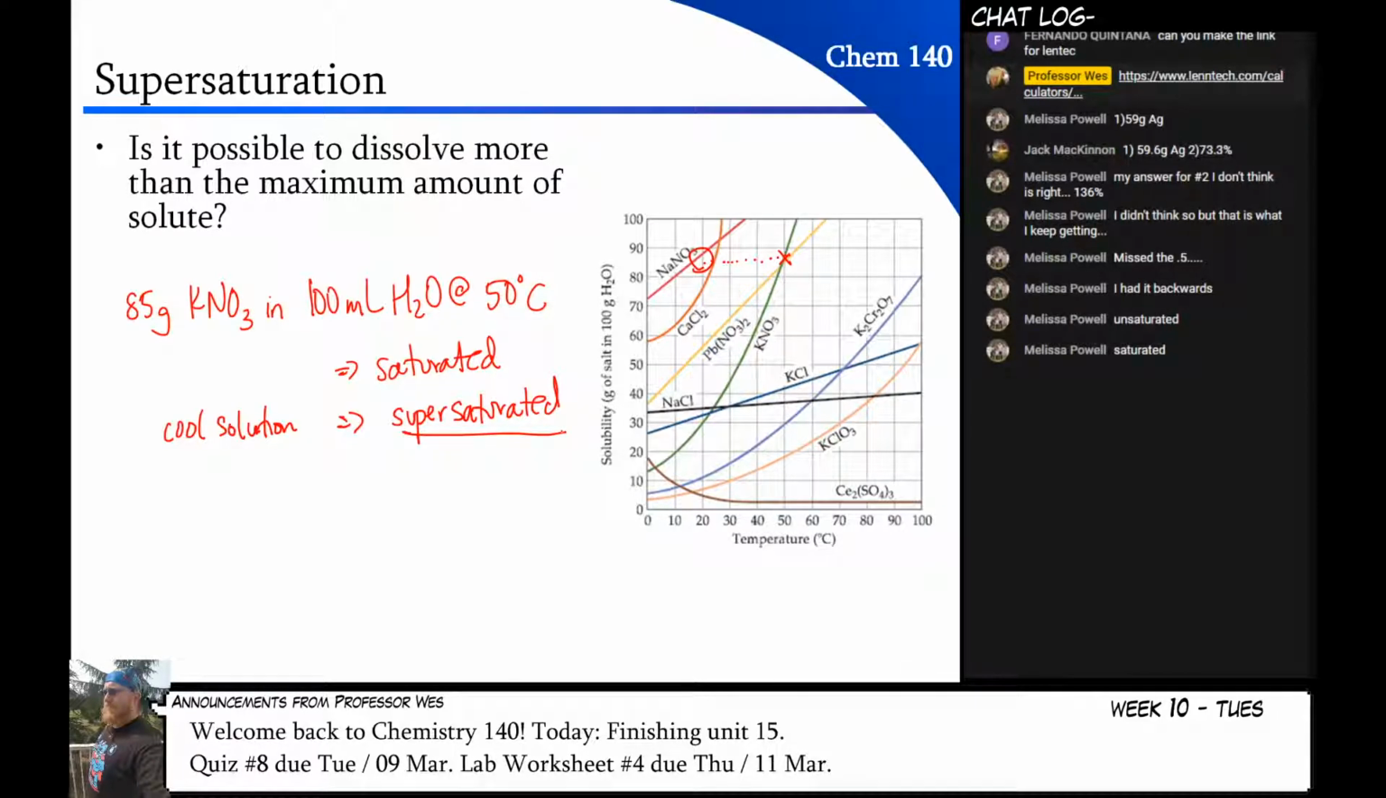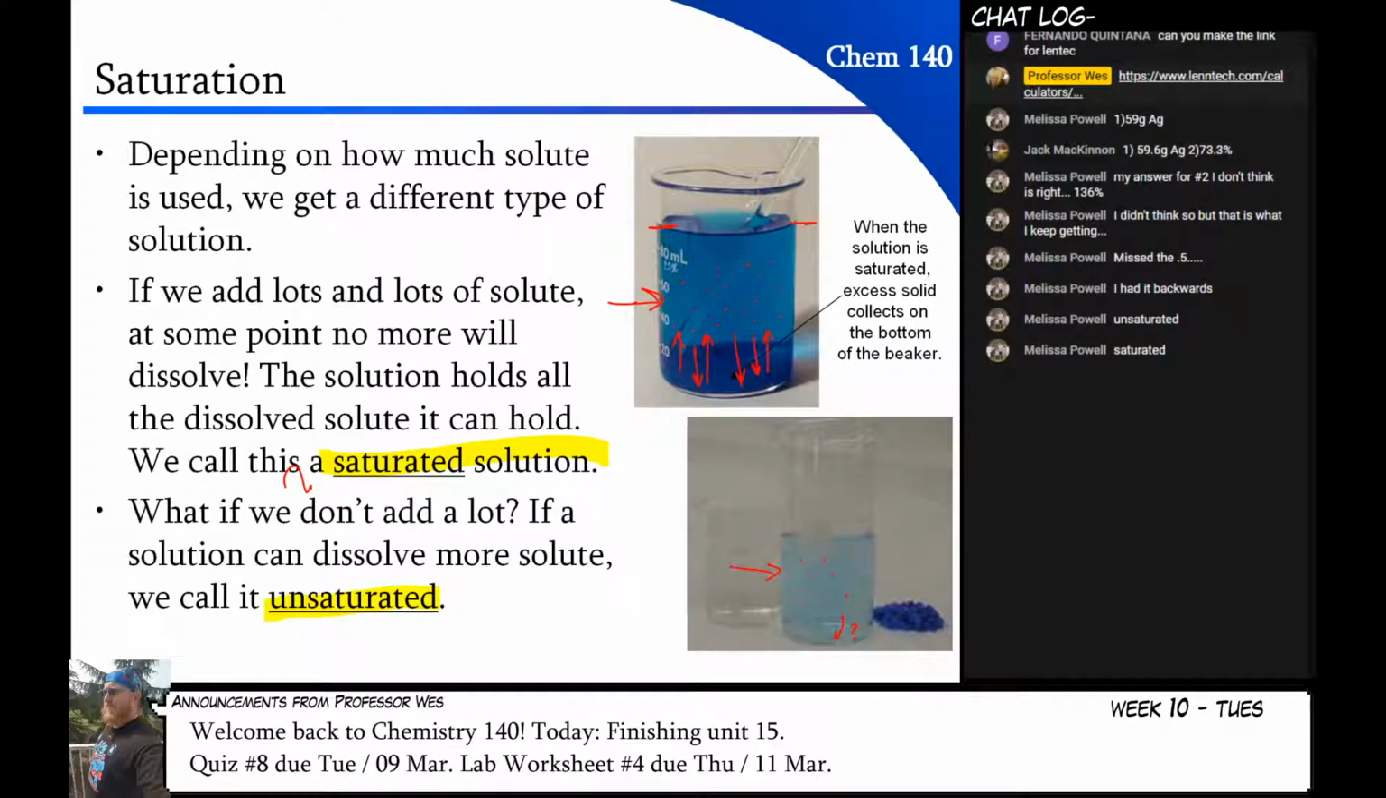So this would be a supersaturated solution if I allowed this to cool down, because solubility decreases as temperature goes down. Well, if I've already dissolved 85 grams in there, it's still dissolved, right? Now, this goes back to what I showed you on the previous slide, where if everything is dissolved in my solution, it can't recrystallize down here because there is no crystal to attach to.